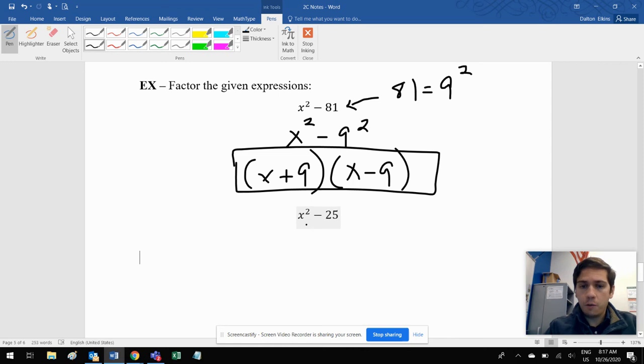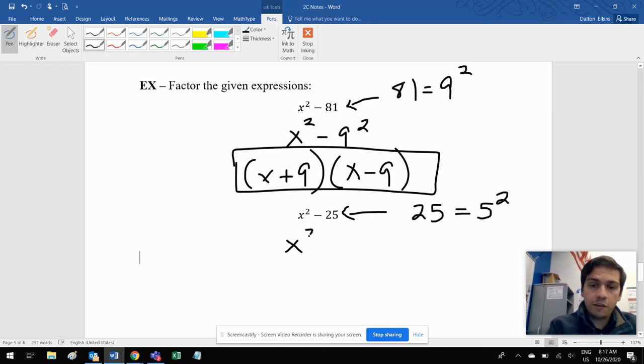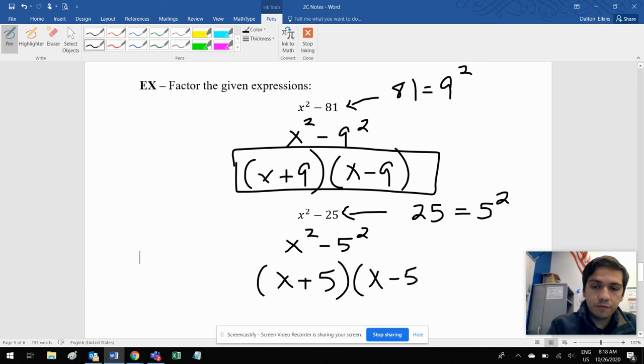So again, here's another example. x squared, okay, that's x to the power 2. And then minus 25. So we need to see 25. If you look at 25 on the factor sheet, 25 has the pair of factors 5 and 5, meaning 5 times 5 equals 25, or 5 to the power 2. So I'll write this as x squared minus 5 to the power 2. And then once again, I can write it as x plus 5 times x minus 5.